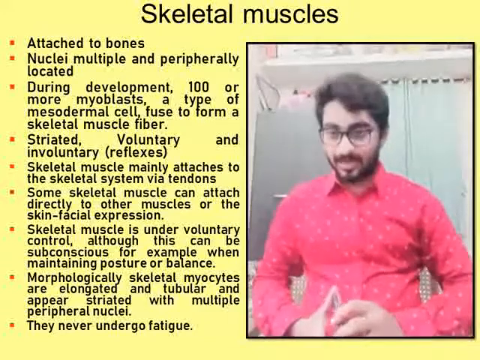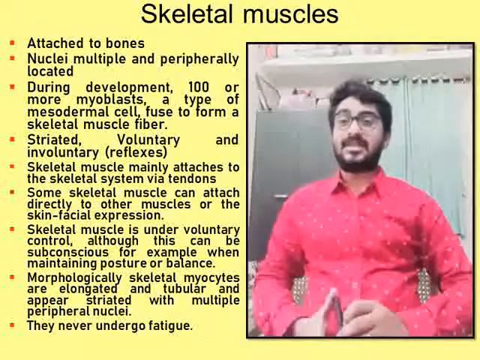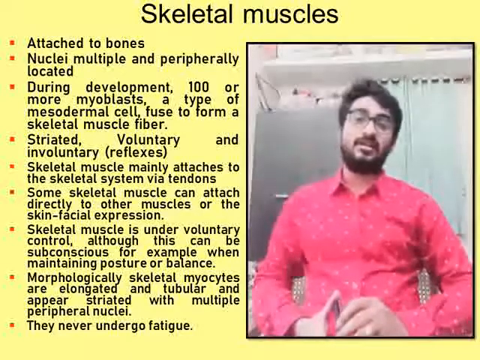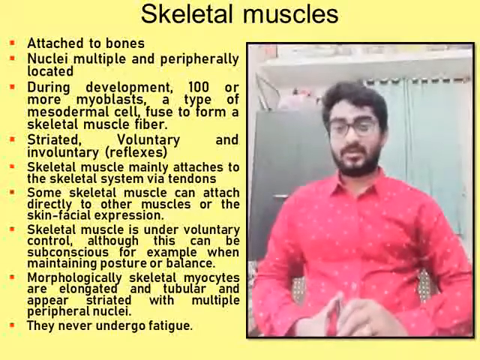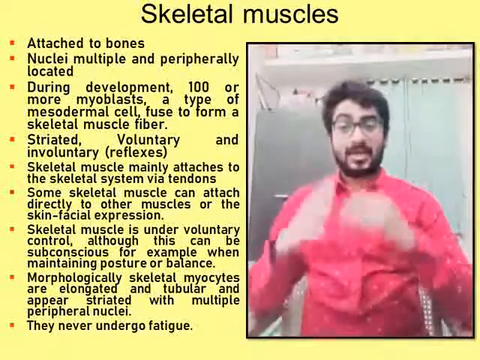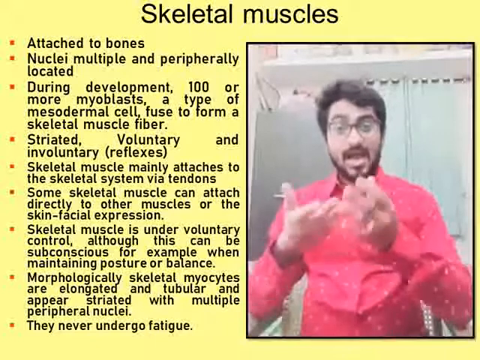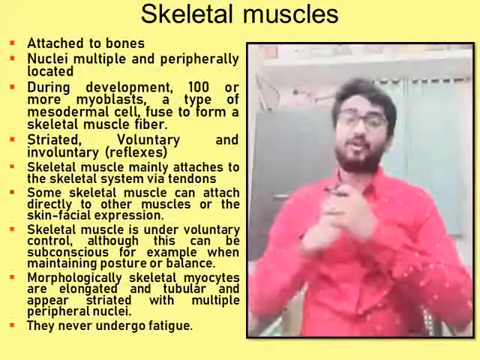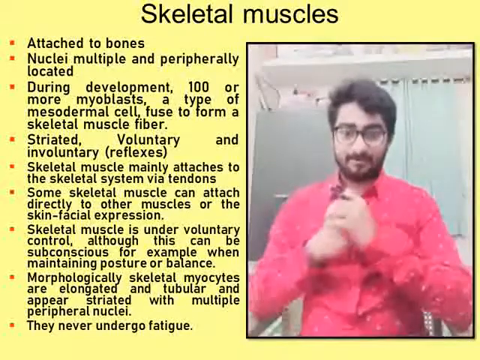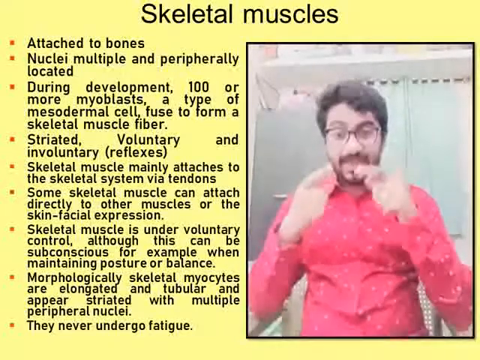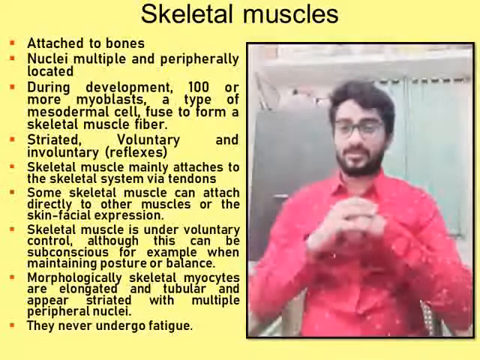See, another point I have mentioned here: some skeletal muscles can attach directly to other muscles or to the skin, for facial expressions. So some muscles can be attached to other muscles and some muscles are attached directly to the integuments like skin. The best example is the muscles attached to the skin that help in facial expressions.